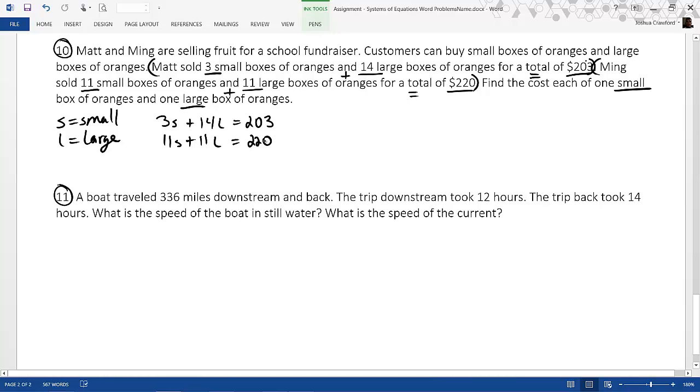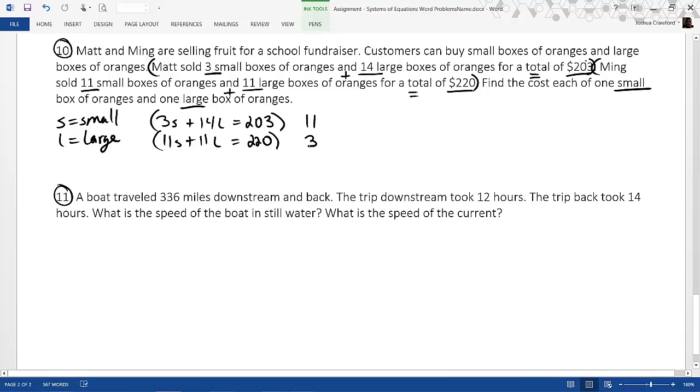Now we need to solve for S and L, and we're going to use elimination again. But since our numbers are small, no matter which one you choose, 3 or 11, 3 times anything doesn't give you 11, and 11 times anything doesn't give you 14, any real numbers. So that means we need to multiply both equations by the other number. So multiply the top by 11, multiply the bottom by 3.